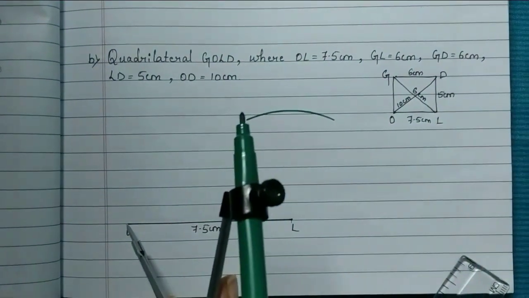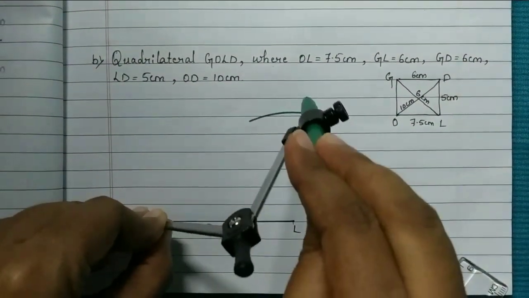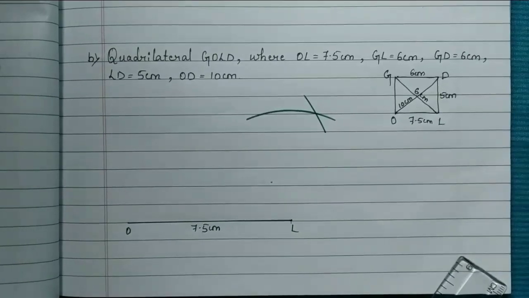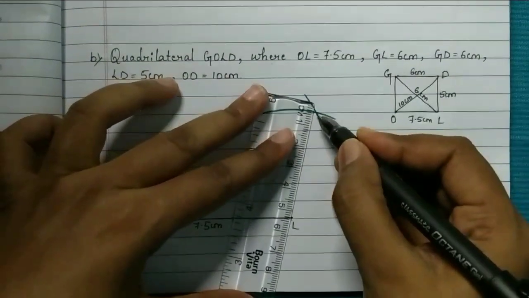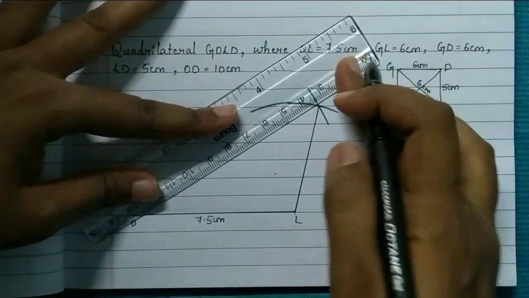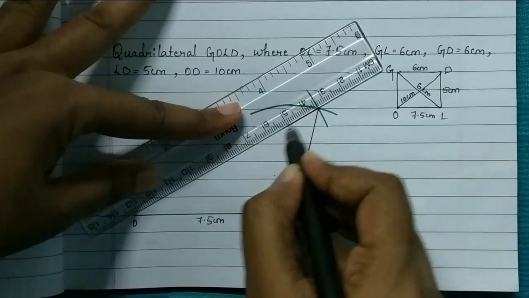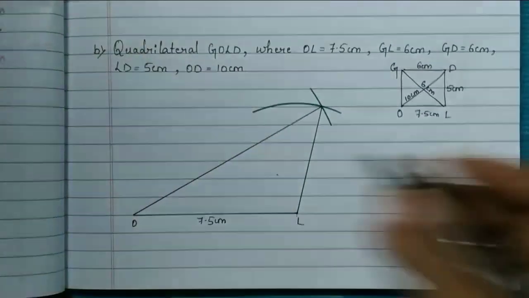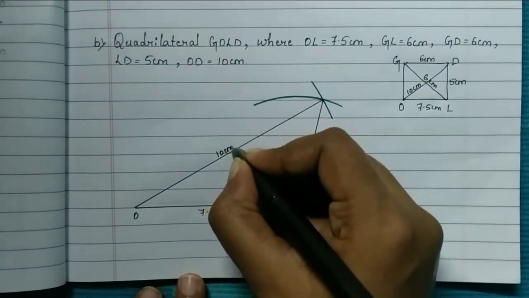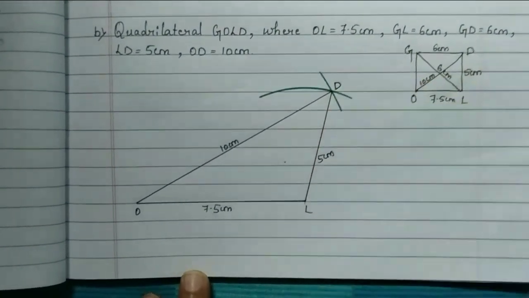So keeping at point O, we have to cut this arc. Okay, let's join this point as well as this point. This is 10 centimeter and this is 5 centimeter, and this point is nothing but D.